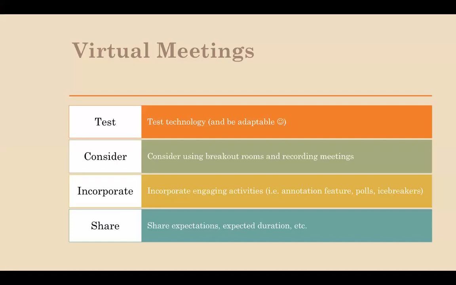One other icebreaker we found really successful is speed friending or speed networking. So pairing people up in breakout rooms just to do a quick check-in at the beginning of a meeting. So giving them just a few minutes, maybe some fun prompting questions just to catch up and to chat before going into formal business as a large group. And then lastly, share your expectations with folks as you go into a virtual meeting.